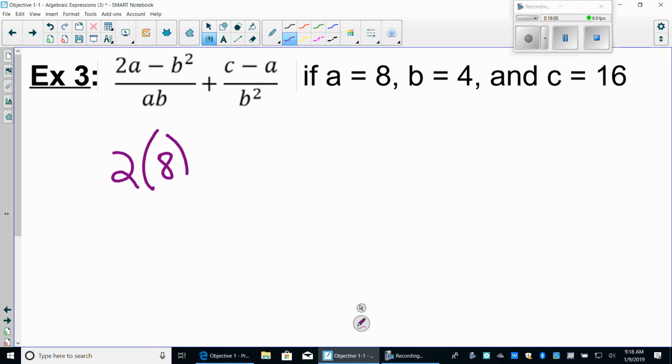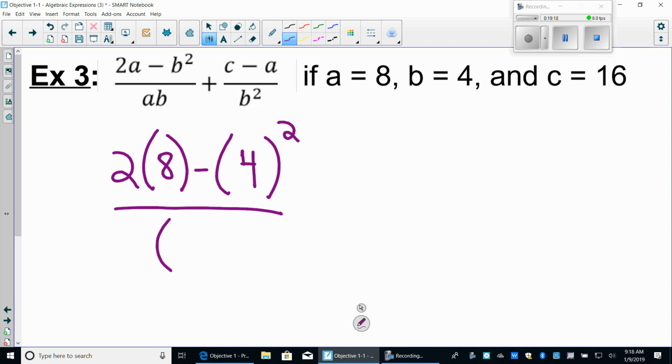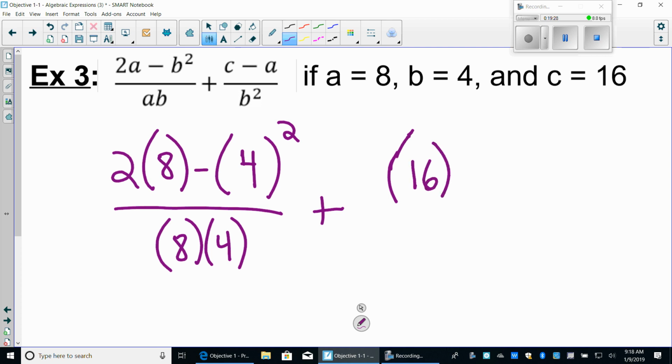With parentheses. Again, right here, the only thing that goes in the parentheses is what? 4, and the square goes on the outside. Okay? Down on the bottom, I'm going to have 8 times 4. And then here, I'm going to have 16 minus 4.